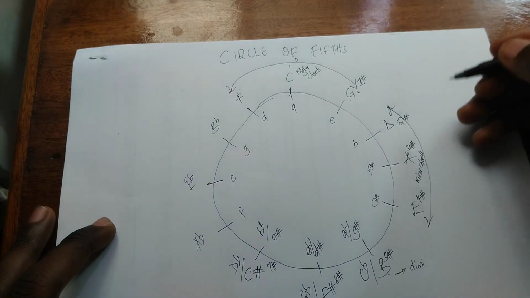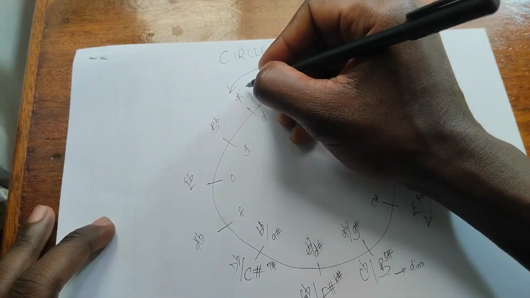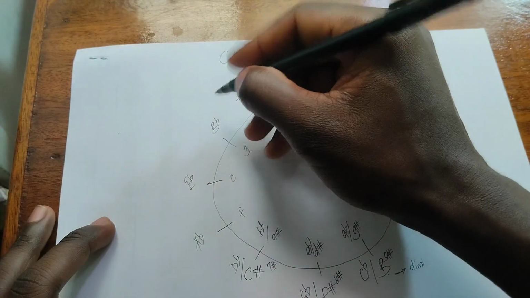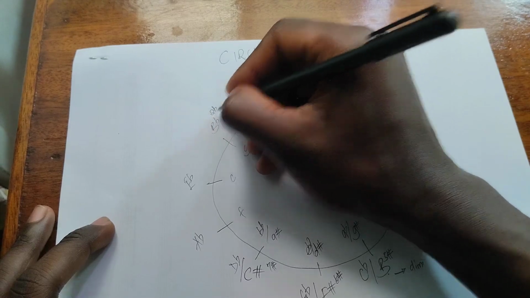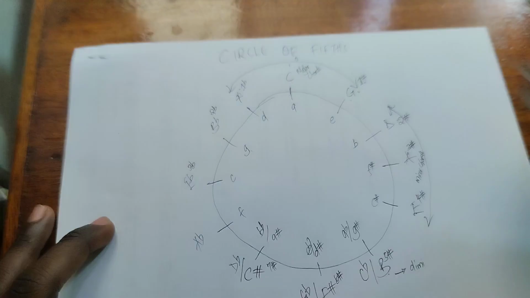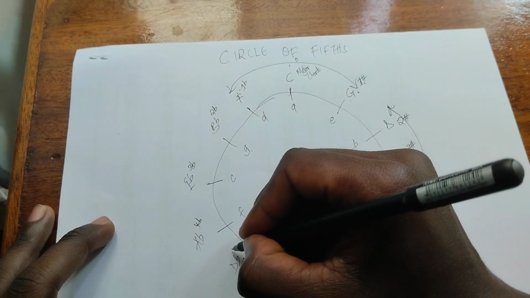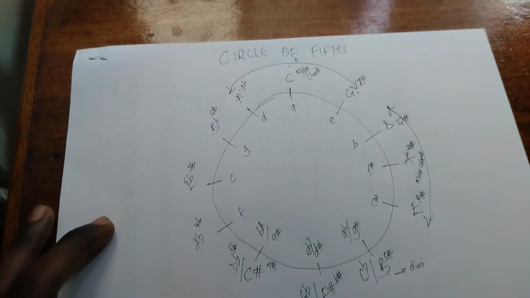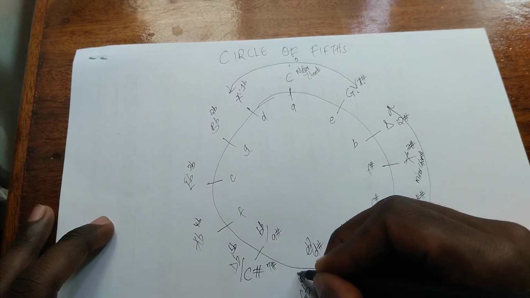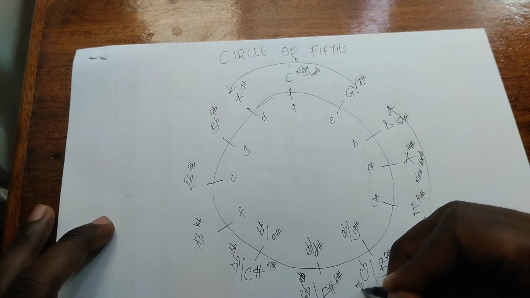Then if we come in the anti-clockwise direction, F major has 1 flat. C doesn't have flat or sharp. Then B flat has 2 flats. E flat major has 3 flats. A flat major has 4 flats. D flat major has 5 flats. Then G flat major has 6 flats. Then C flat major has 7 flats.